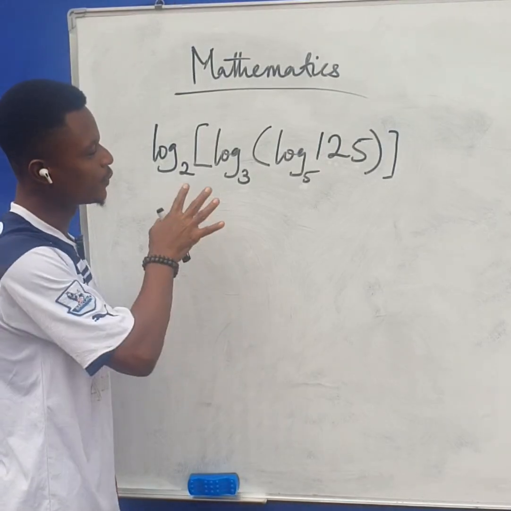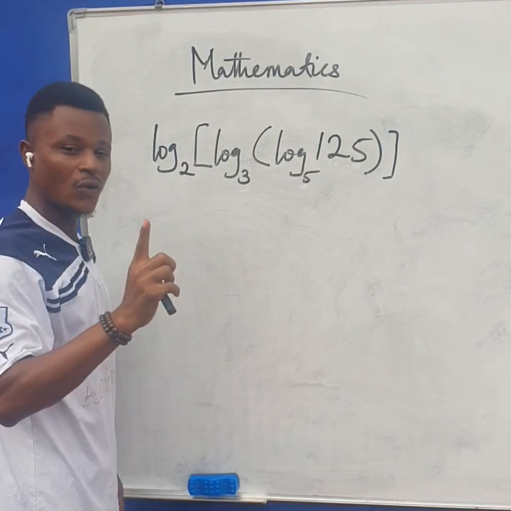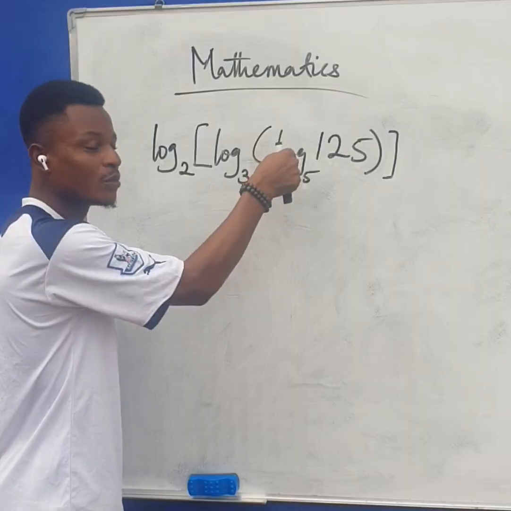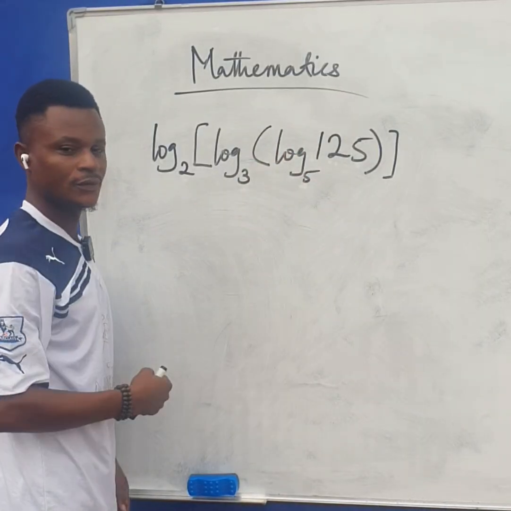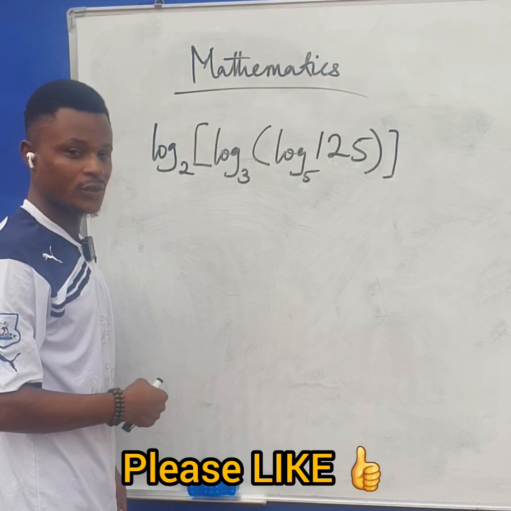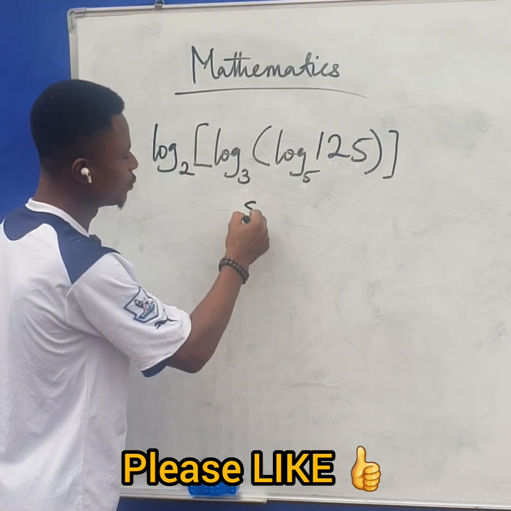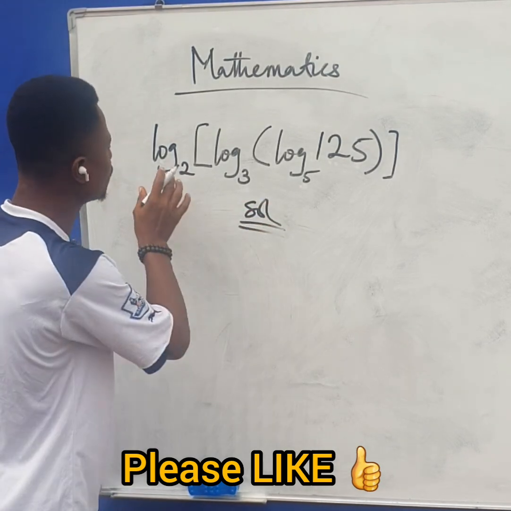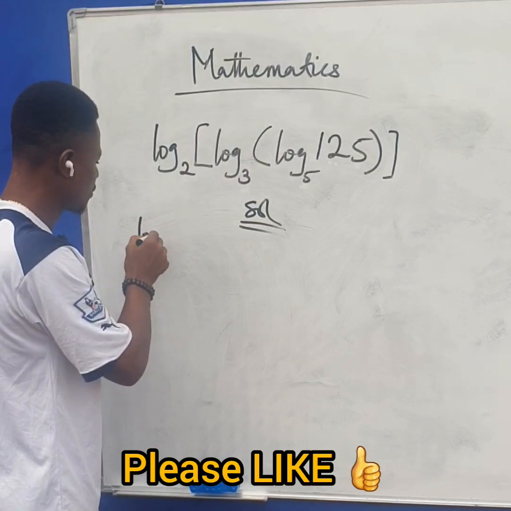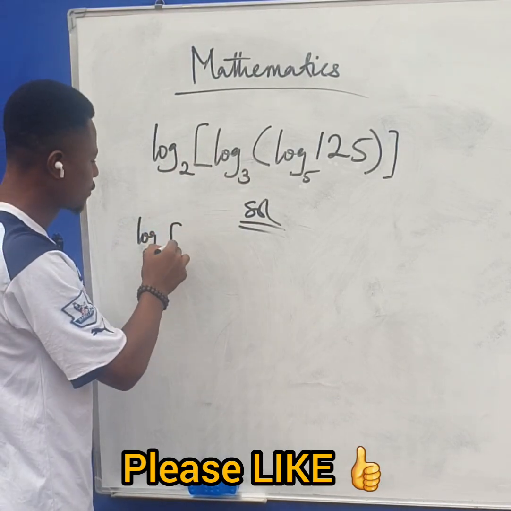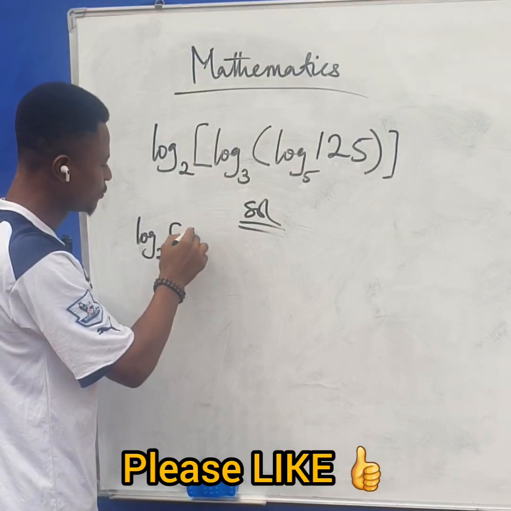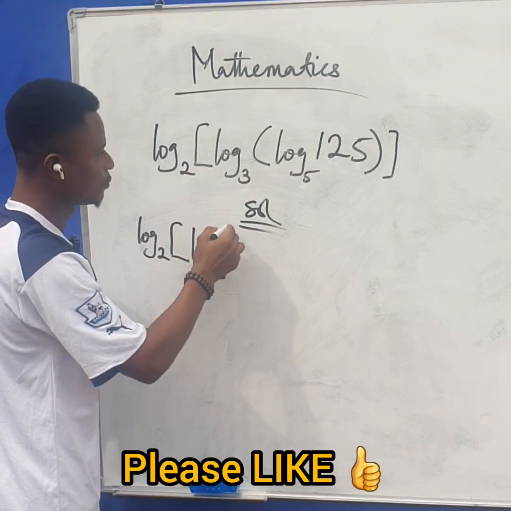Anytime you come across this kind of question, always start with the one that is in the innermost bracket. So we are going to start with this to solve. You understand? So here's the solution. We have to write down this log base 2, open bracket, then log base 3, open bracket.